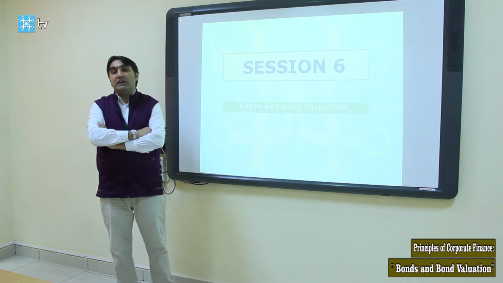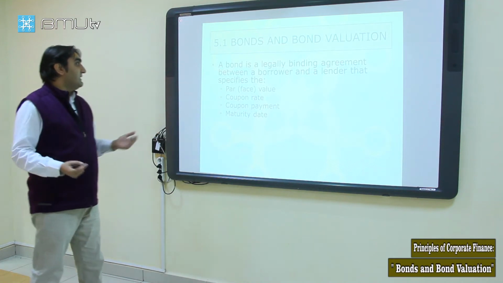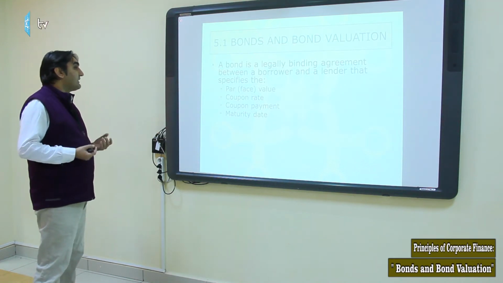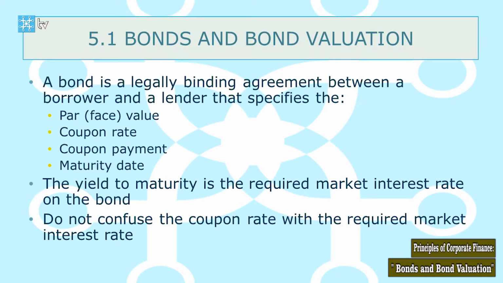In general, a corporate bond or government bond is borrowing from financial markets or individual investors through issuing a legal agreement in which the company promises to pay back periodic payments and the principal amount at the end. So, we can say that a bond is a legally binding agreement between a borrower and a lender that specifies the face value, coupon rate, coupon payment, and maturity date of the bond.